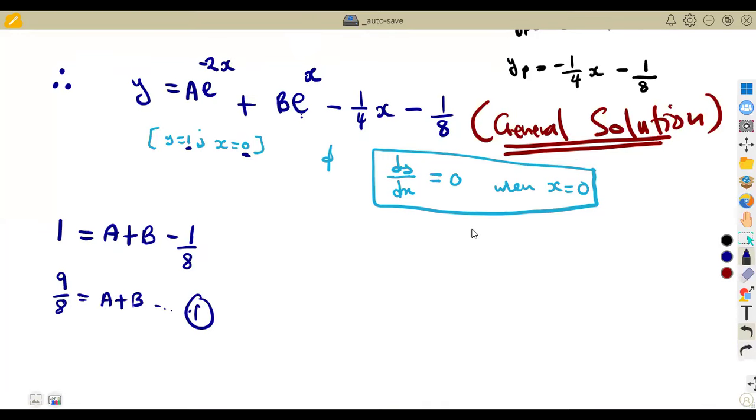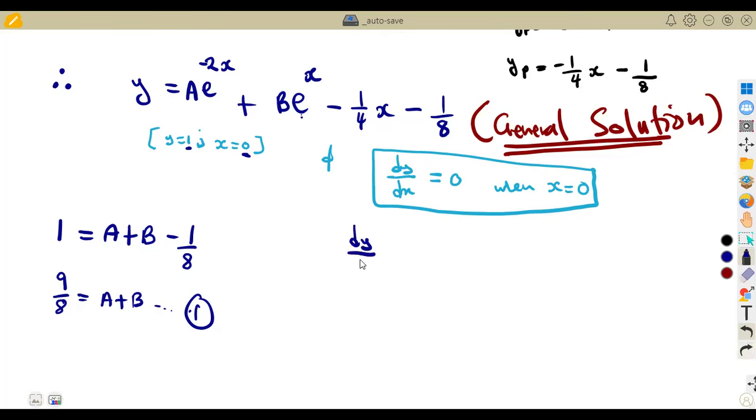But as you can see, this equation did not help us to find anything. We still have to find a and b. We do not have anything from this equation alone. So what are we going to do? We have to move on to another condition that we are given. If we differentiate y with respect to x, that derivative must be equal to 0 when x is equal to 0. So we have to differentiate everything, then substitute.